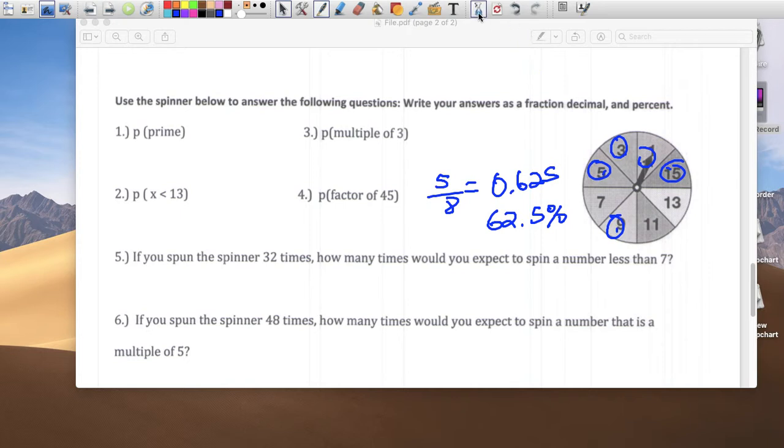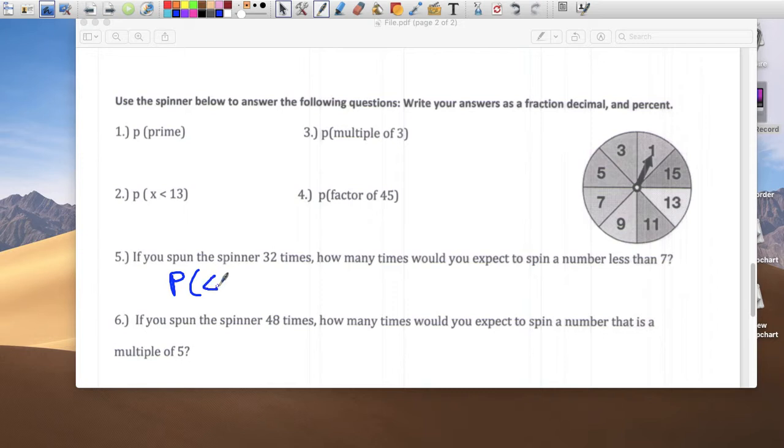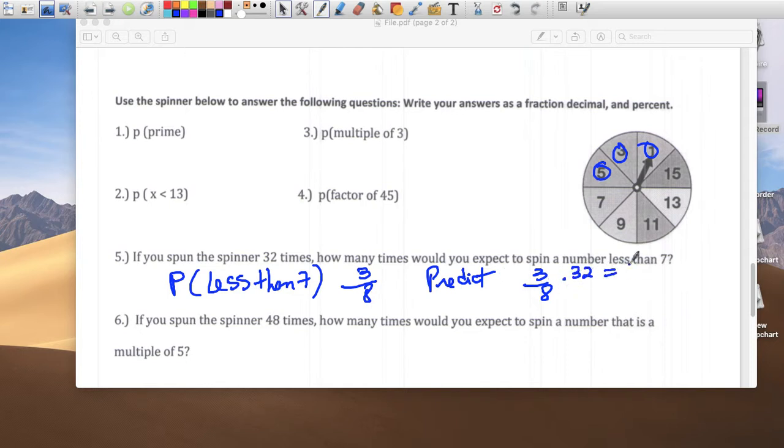If you spun the spinner 32 times, how many times would you expect the spinner to land on a number less than 7? Well, first of all, let's find out what's the probability of less than 7. Numbers less than 7 are a 5, a 3, and a 1. So it's a 3 out of 8 chance. So to predict, I'm going to do 3 over 8 times 32. If I multiply that, I'm going to get 12. So 12 times it will land on a number less than 7.